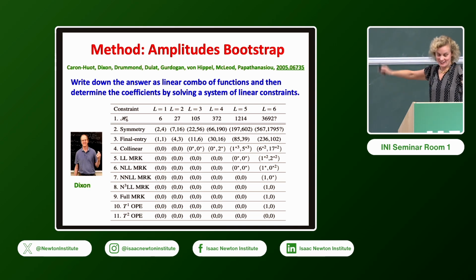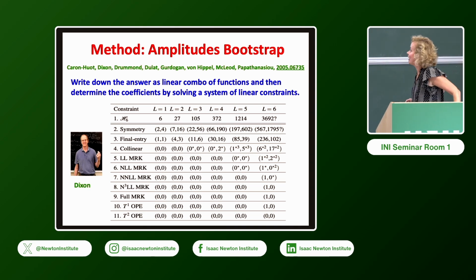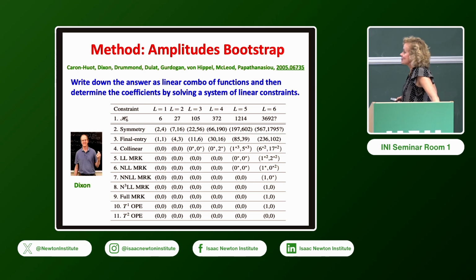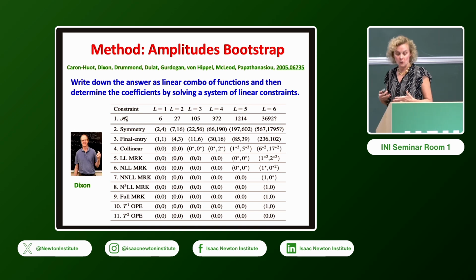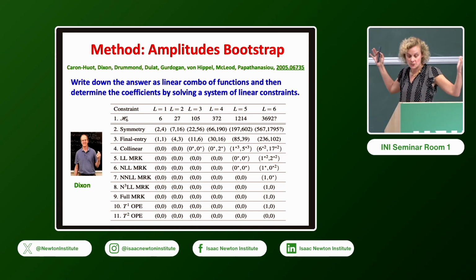The status, methods. How has it been computed? So the pioneer is Lance Dixon here, who's been pushing this program for the past 10 years, along with various collaborators. And this is really heroic computation. They're computed via a bootstrap program, where you do the following: you start with some ansatz, you write down an answer as a linear combination of functions, and then determine the coefficients by solving a large system of linear equations. And then you impose various constraints.